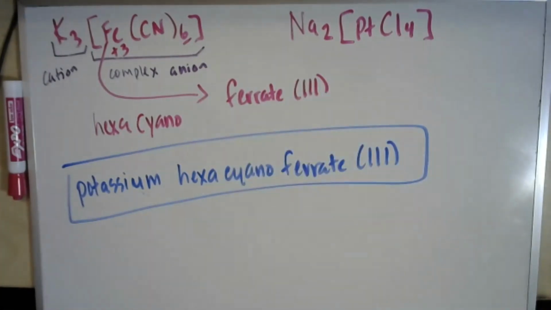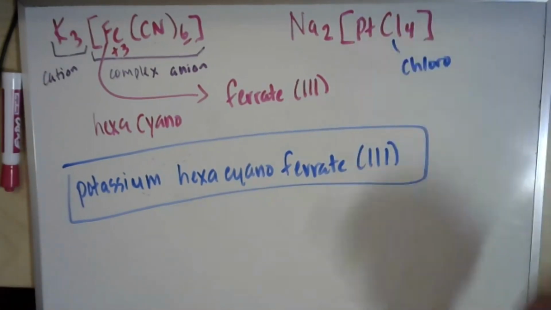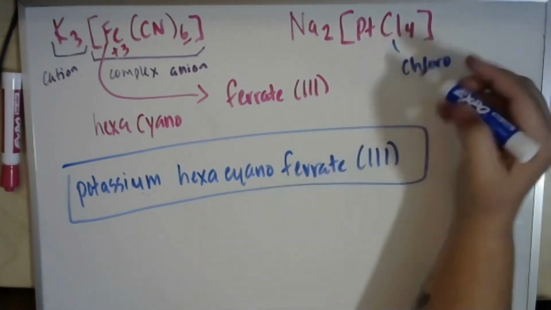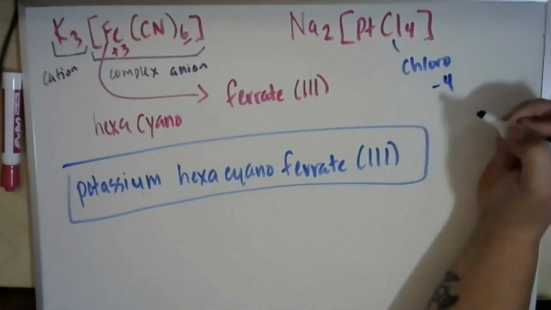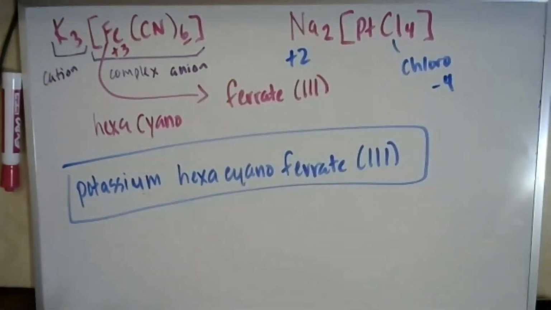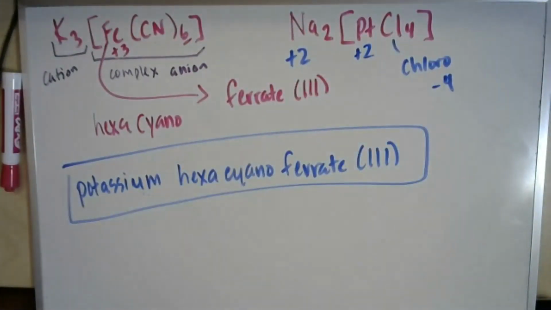Let's try this one. So we can go through and do the same thing. We only have one type of ligand again here. We just have the Cl, which is chloro. As far as charges go, we have 4 chlorines, which is going to be -4 total. We have 2 sodiums, which will be a +2 total. That means that our platinum is going to be a +2.